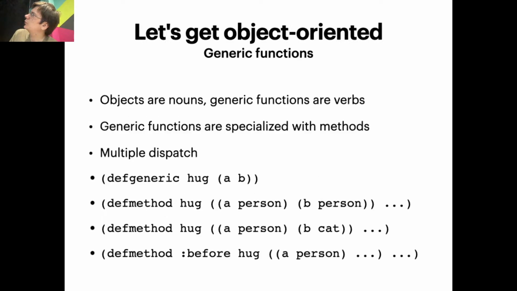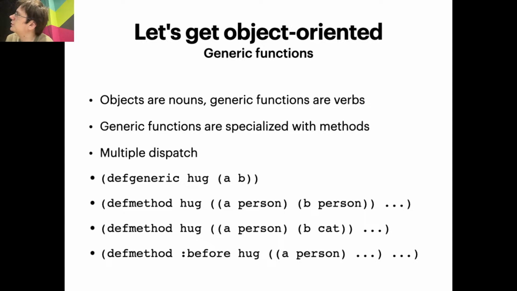And with the class, why we need to define classes. With classes we can define generic functions. Generic functions specialize on our class hierarchy. So basically in our case objects are nouns and generic functions are verbs.